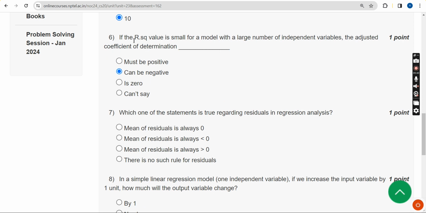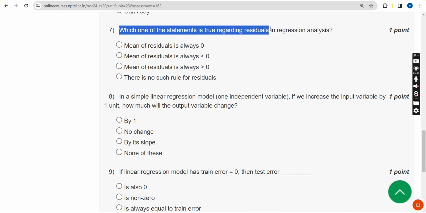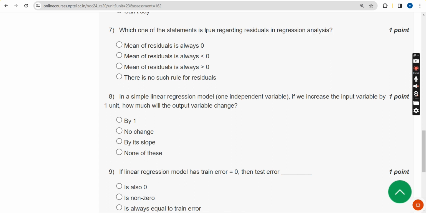Next, moving on to the seventh one. Which one of the statements is true regarding residuals in regression analysis? For the seventh question, it could be option 1, guys. Mean of residuals is always 0.